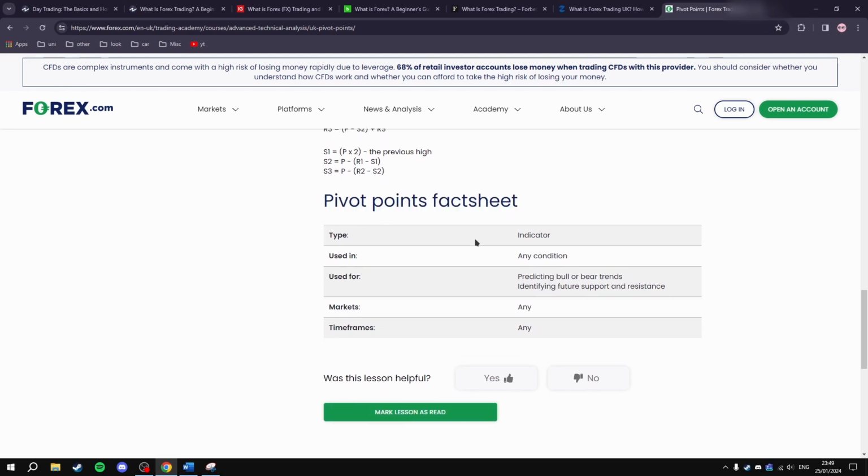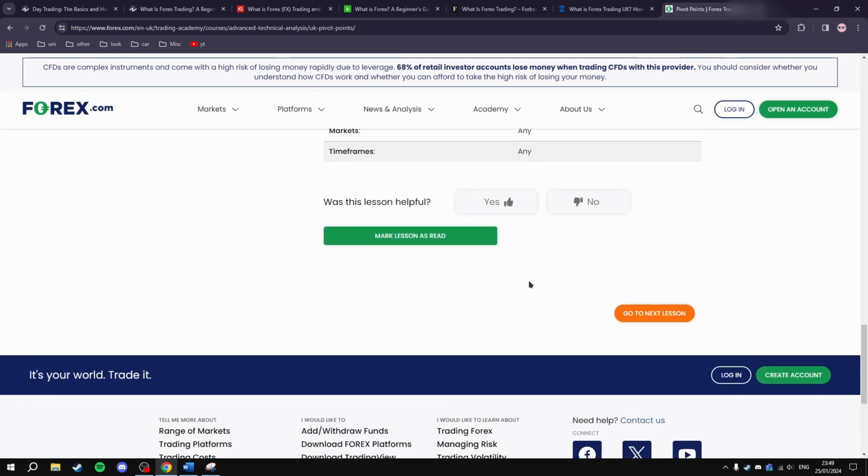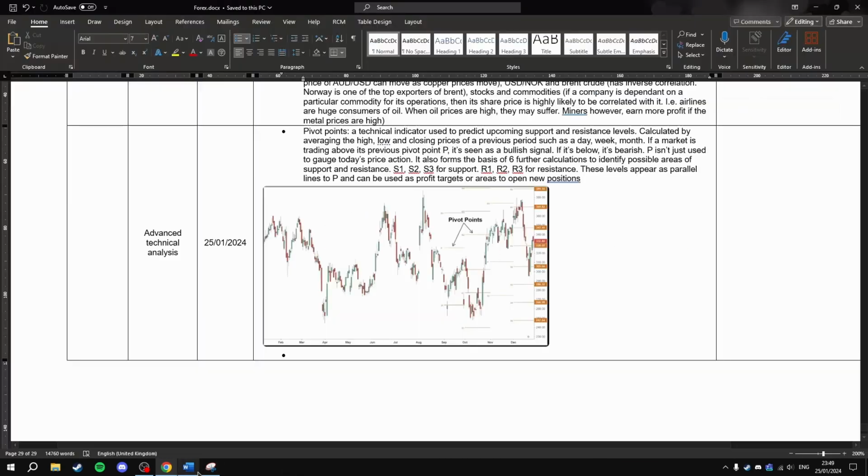Pivot points fact sheet. Type: indicator. Used in any condition. Used for predicting bull or bear trends and identifying future support and resistance. Markets: any. Timeframes: any. Cool.